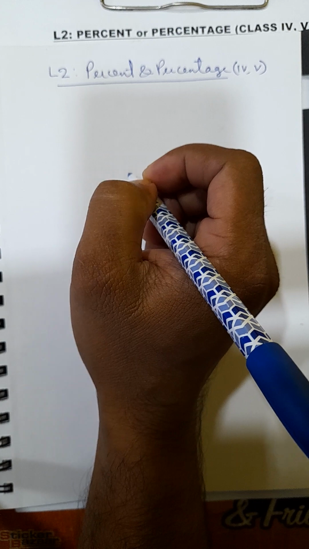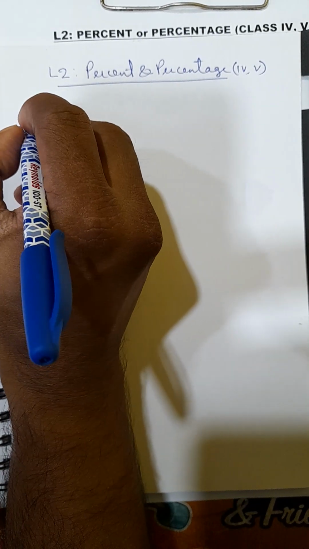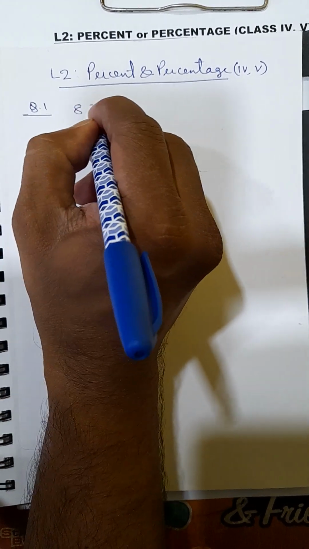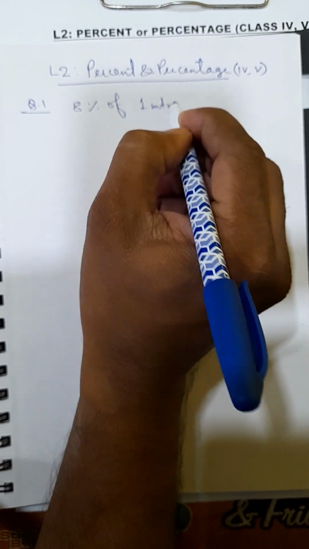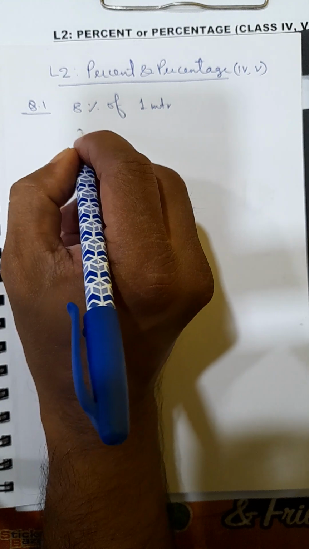Let us resolve a few numerical problems on percentage. Suppose question number 1: 8% of 1 meter. So we have to find out 8% of 1 meter.